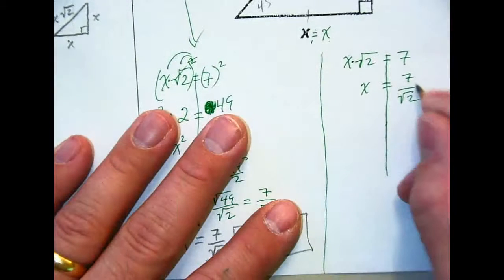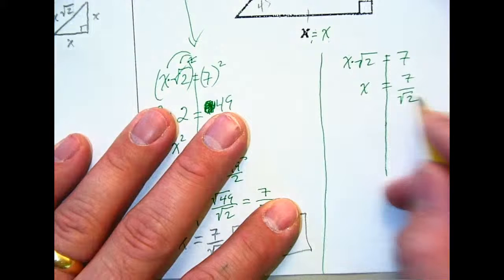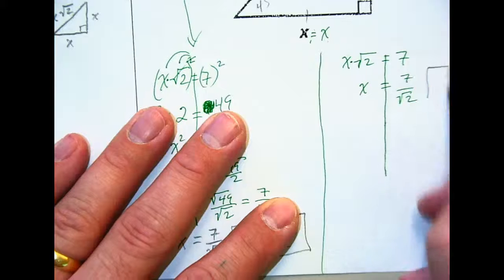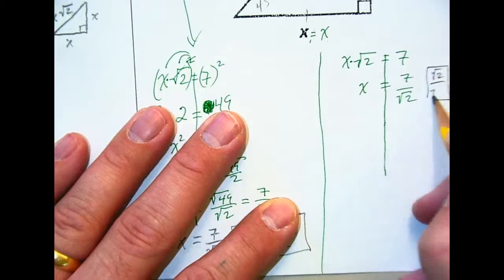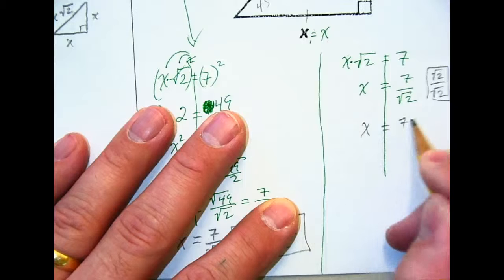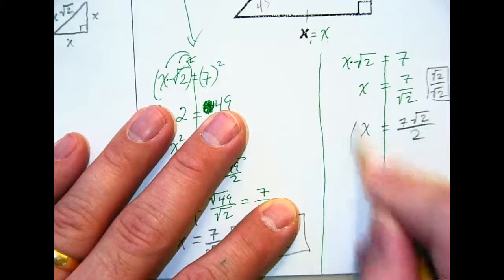All right. So at this point, now I multiply by root 2 over root 2, which saves you a little time. That gives you x equals 7 root 2 over 2.